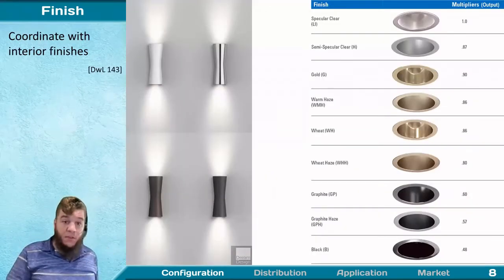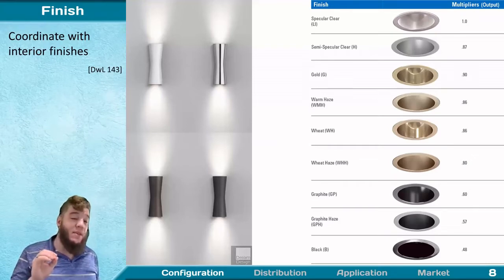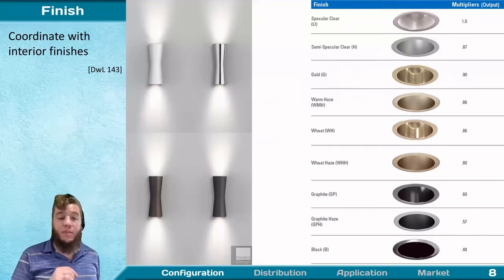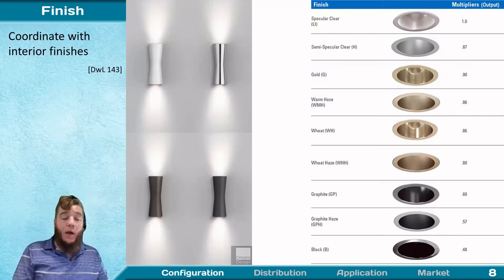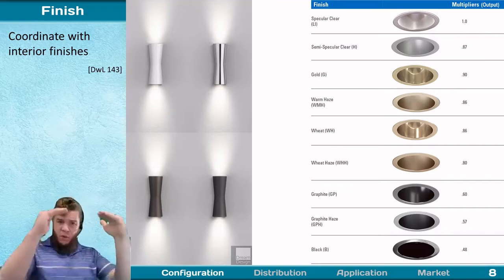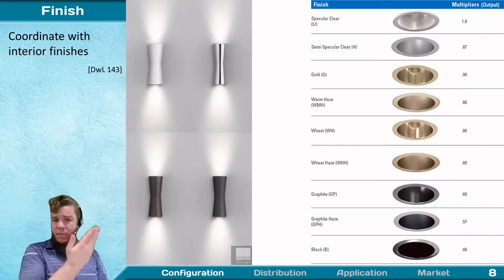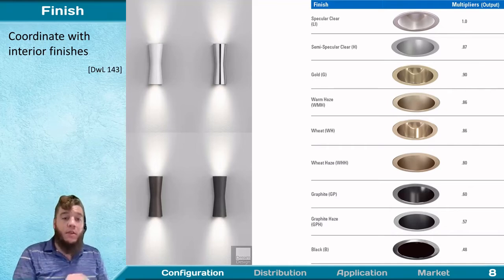And finish. So there's a huge range of finishes available. In most luminaires, especially recessed luminaires, you're going to have your standard white, black, silver. However, for luminaires like sconces or pendants that are closer to the eye level than something that's recessed into the ceiling, you're going to have a huge array of options to match the interior finish of your building.